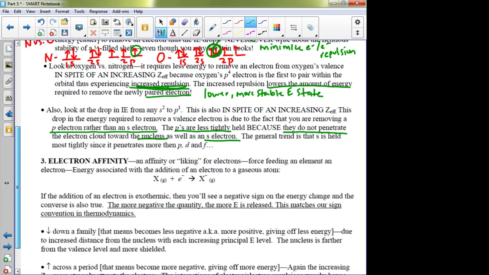Is that all? Okay, good. So all the exceptions are groups 15, 16, and 2 and 13. Yes, those are your exceptions.